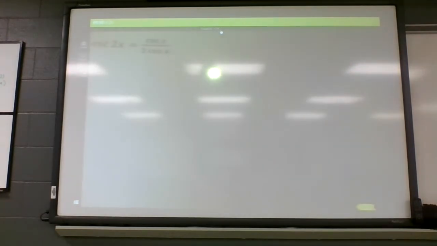Get it all set up here. So this is the cosecant of 2x, and we have to show that that's equal to cosecant over 2 cosine. And so which side are we going to work with? The cosecant of 2x or the fraction?